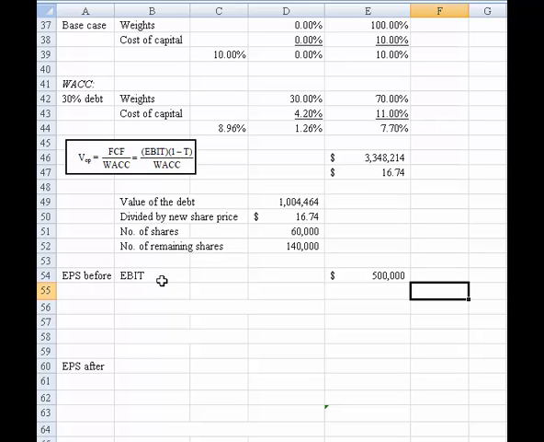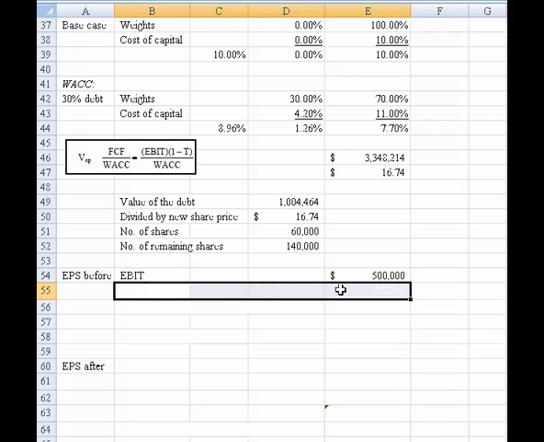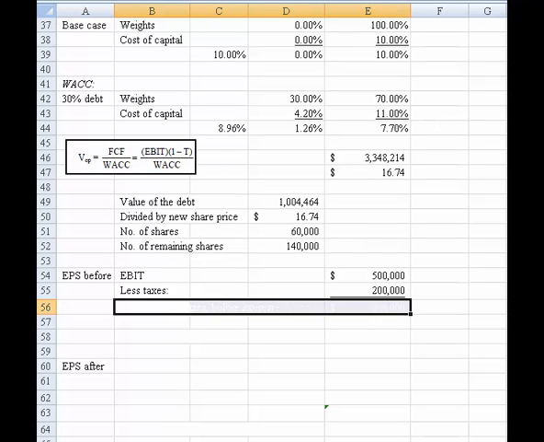So we start off with EBIT, right? Earnings before interest and taxes of $500,000. And then we would back off the taxes. And if I hit the F2, you'll see we take the $500,000 of EBIT and multiply it times the 40% tax rate. Now, there's other ways to do this, but I'll do this the long way so you can see how I calculate it using Excel as a canvas.